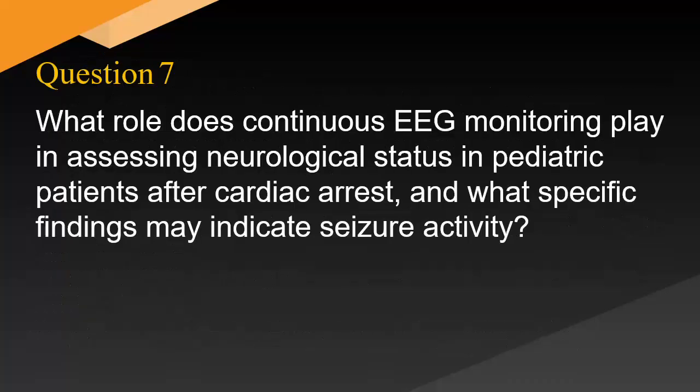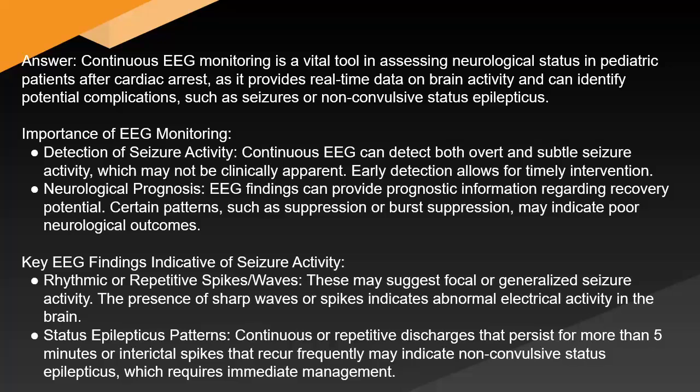What role does continuous EEG monitoring play in assessing neurological status in pediatric patients after cardiac arrest, and what specific findings may indicate seizure activity? Answer: continuous EEG monitoring is a vital tool in assessing neurological status in pediatric patients after cardiac arrest, as it provides real-time data on brain activity and can identify potential complications, such as seizures or non-convulsive status epilepticus.